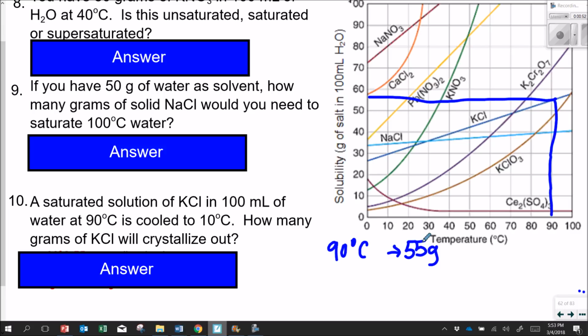Then I go to 10 degrees Celsius, and I have 30 grams that is dissolved. So how much will crystallize out? All I have to do is subtract those two. So I get 25 grams of potassium chloride that will crystallize out.